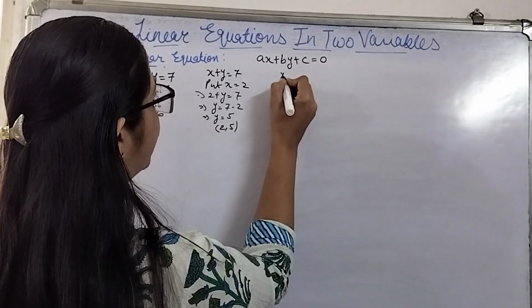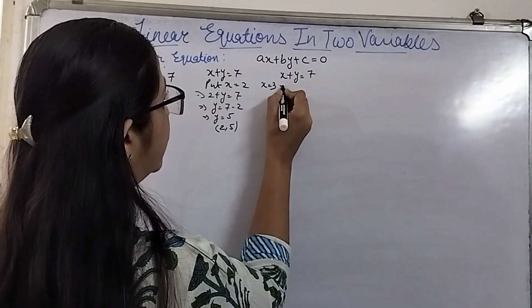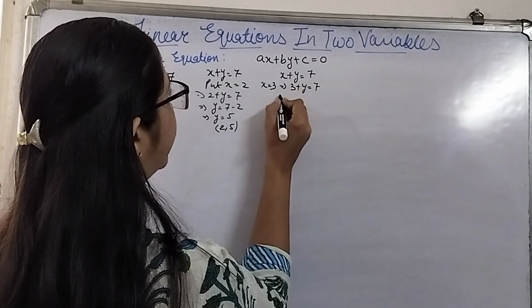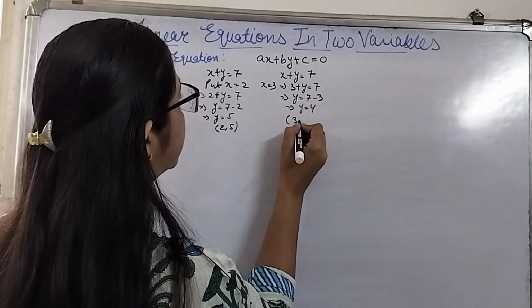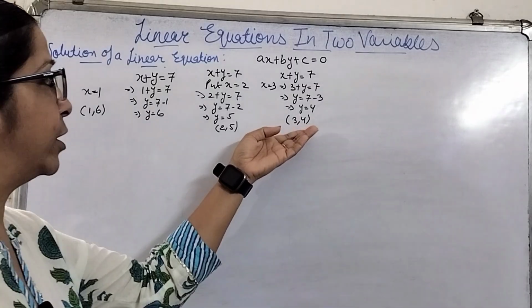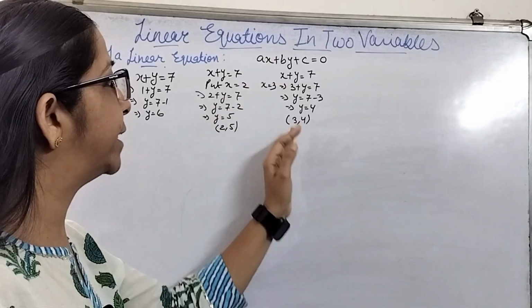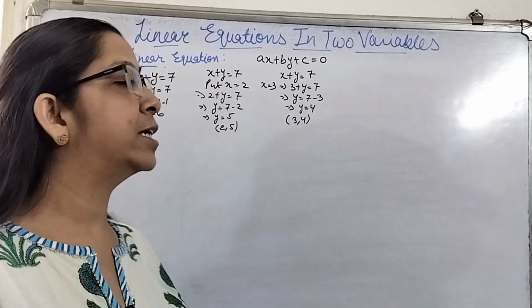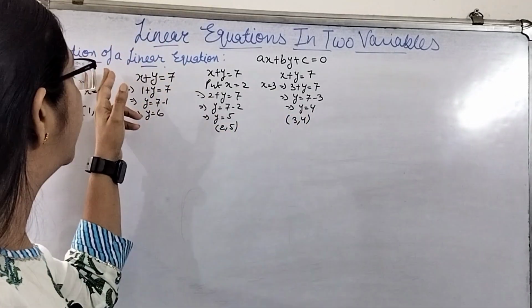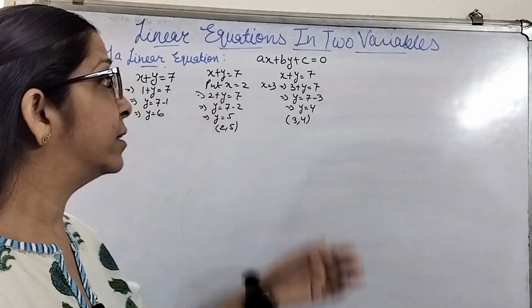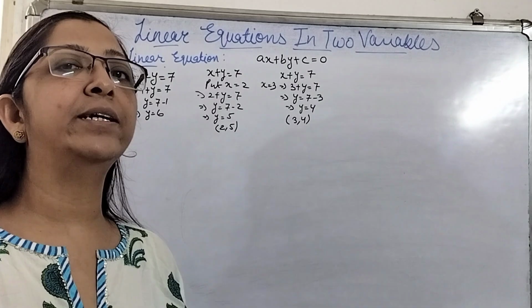Similarly, we can find other values also. x plus y is equivalent to 7. This is the equation. Now I am keeping x equivalent to, say, 3. So this will be 3 plus y equivalent to 7, or we can say y will be 7 minus 3, or the value of y will be 4. That means 3 and 4 is the ordered pair. If we keep x equivalent to 3 and y equivalent to 4 in the equation, it is going to satisfy the equation, or this is the solution of the equation. That means we can find infinitely many solutions for a linear equation in two variables. There are infinitely many values of x and y which are going to satisfy the equation.